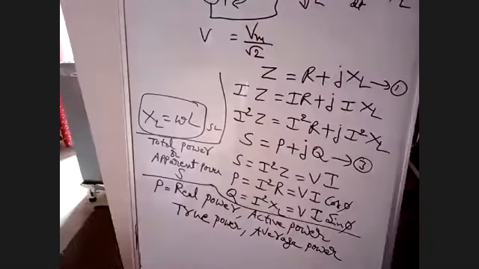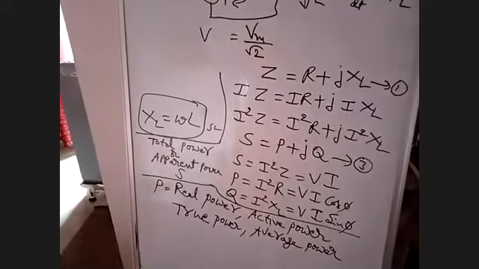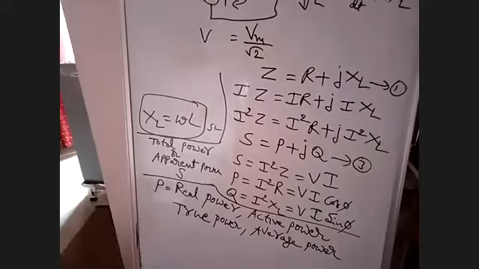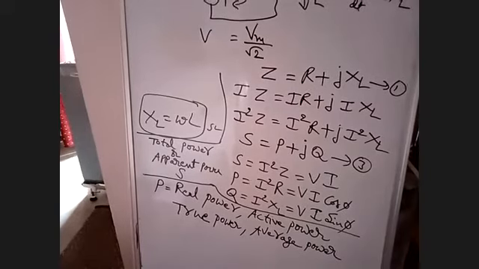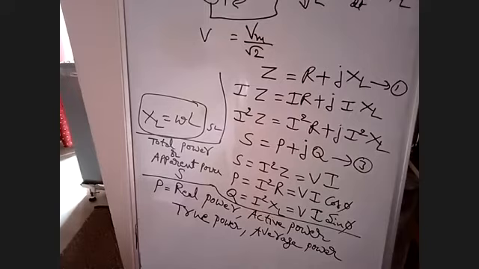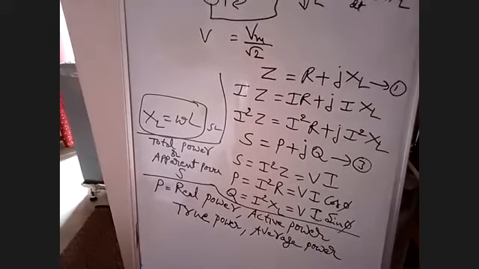Write down: P is called real power, or active power, or true power, or average power. We can call it with any name. In the exam, they may ask with any name: calculate real power, active power, or average power.